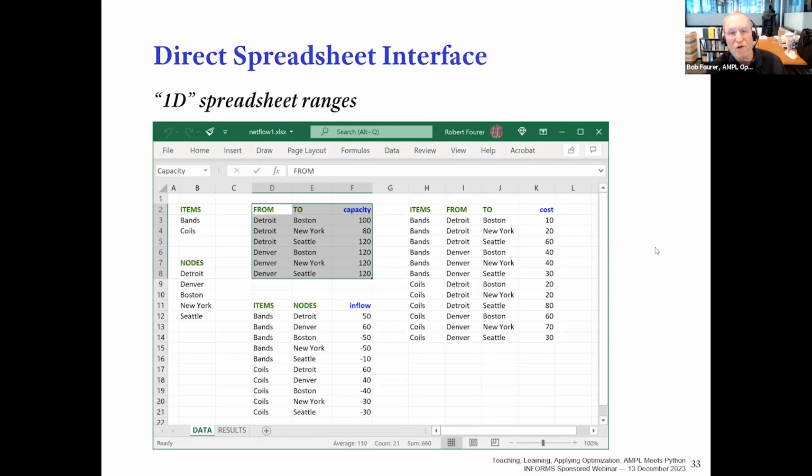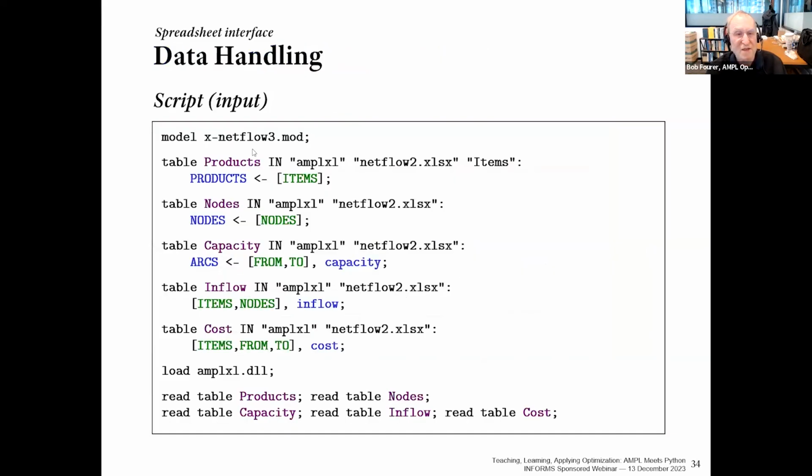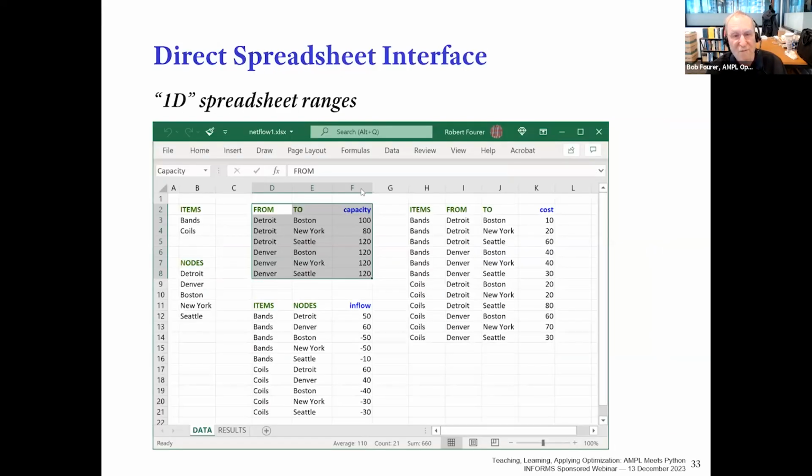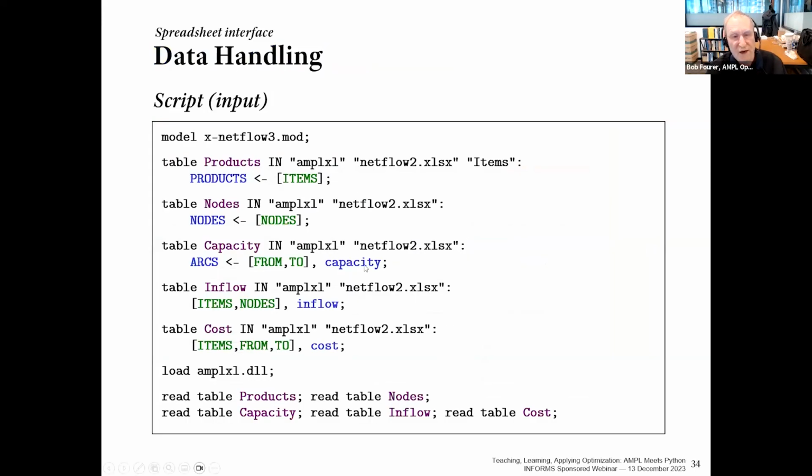One of them is that we've always had some sort of a spreadsheet interface, but if you wanted to say the capacities here in your spreadsheet, you had to have every pair of from city and to city listed out with the capacity. And then you could write something like this. You can see there are five tables here, and it had a description of every table and how the table in the spreadsheet related to the data in AMPL, and then you would just read them all.